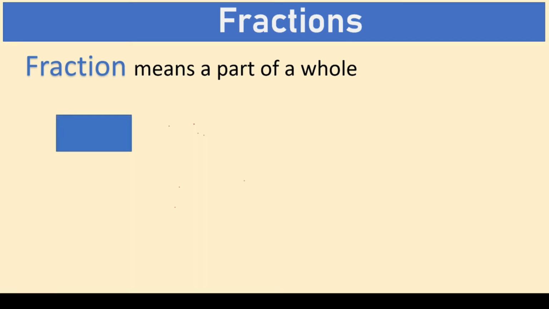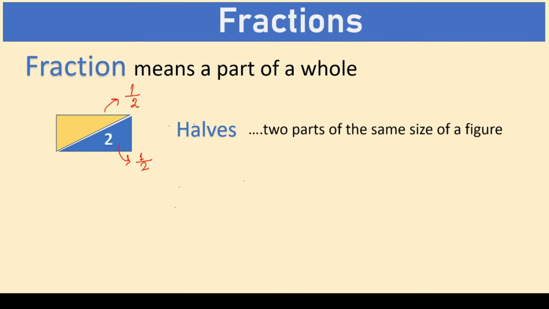Now fraction means a part of a whole. So if we consider this rectangle as a whole and we divide it into 2 equal parts, then one portion of it would be 1 out of 2 parts. And similarly, the second portion is also 1 out of 2 parts. So these are nothing but halves. So halves is 2 parts of the same size of a figure.